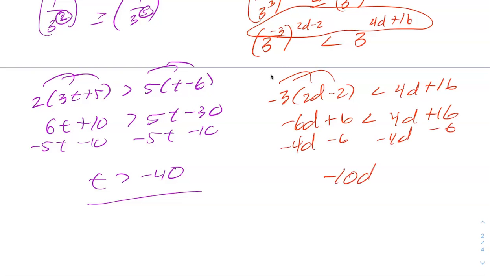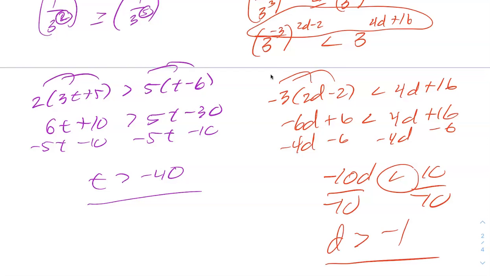Negative 10d is less than or equal to 10, divided by negative 10. Whenever you divide by a negative, you got to flip the inequality. So d is greater than or equal to negative 1. Anyway, that's it. And that's the worksheet.